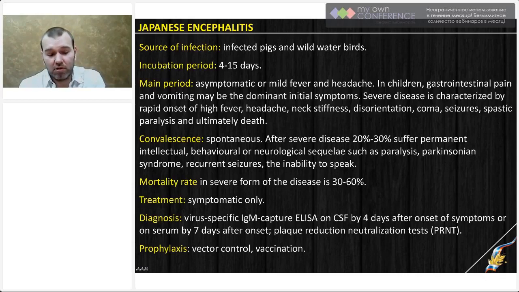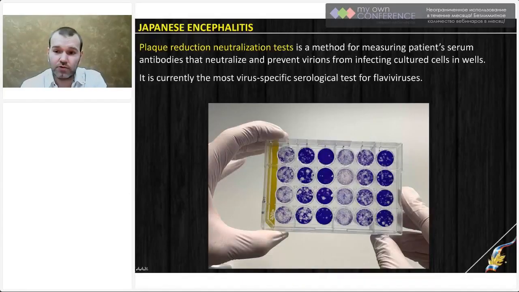Diagnosis is almost the same. Control is again the same. Usually it is a fight with mosquitoes and prevention of mosquito bites. Again, we have vaccines in our country. That vaccine is available only for tourists. In some countries, it is introduced in the international scale of vaccination.